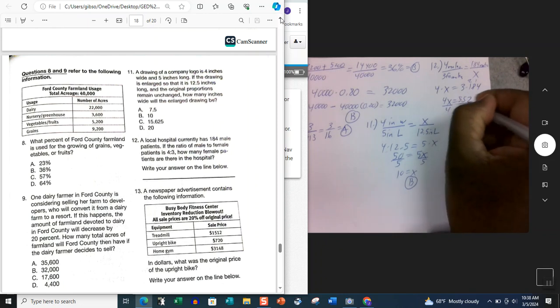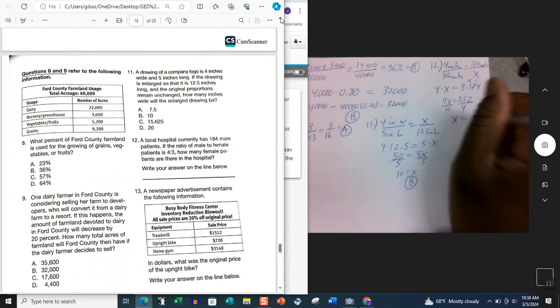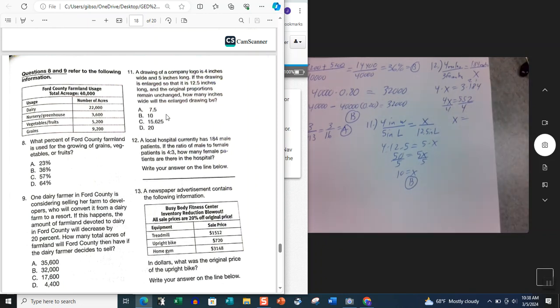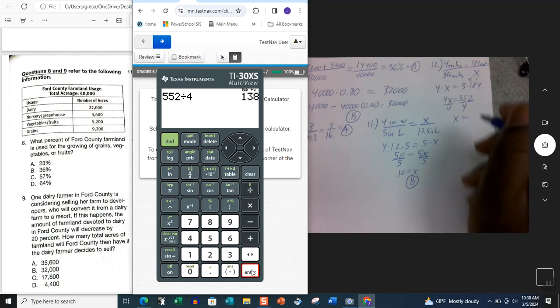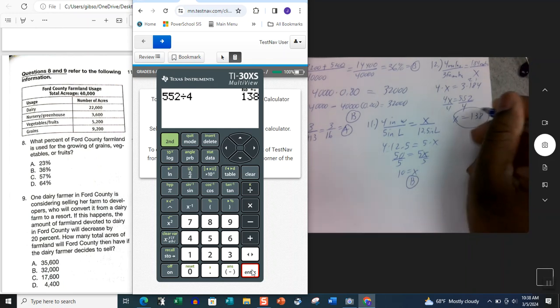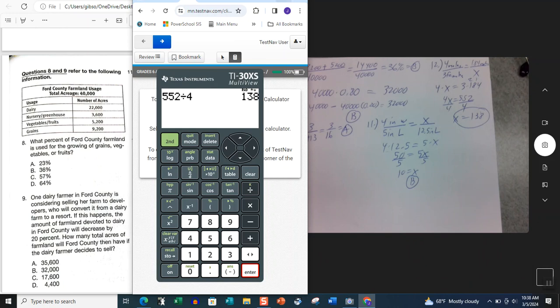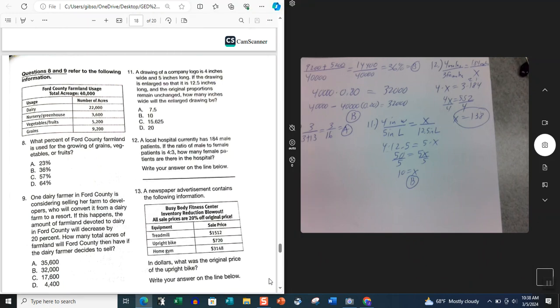Now we divide each side by 4. And x is equal to, so we could take our calculator. So we'll take 552 divided by 4. And that gives us 138. So it's 138 females. All right.